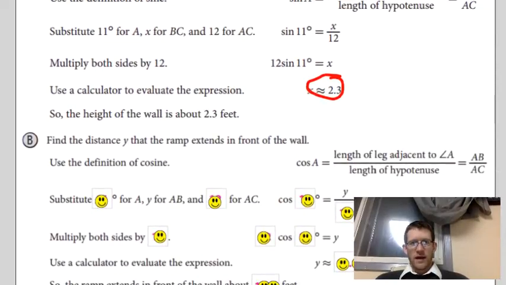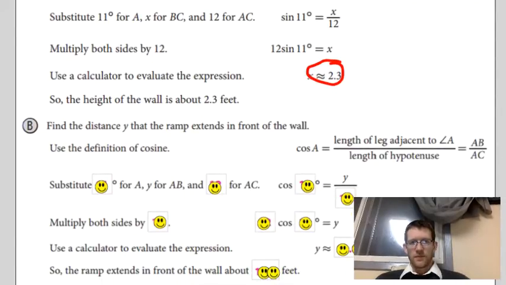Find the distance y that the ramp extends in front of the wall. We'll do another pause here and let you guys figure that out. So pause.